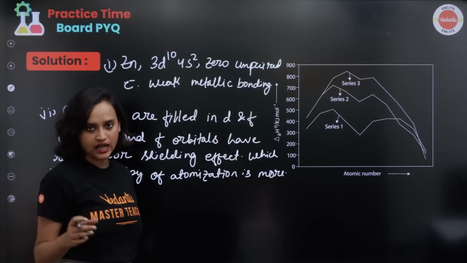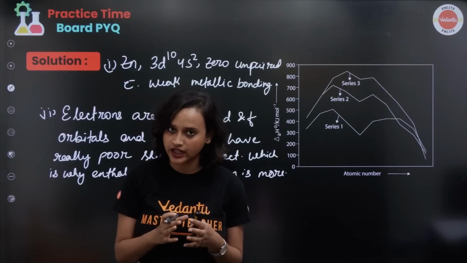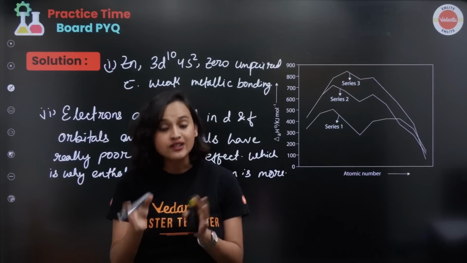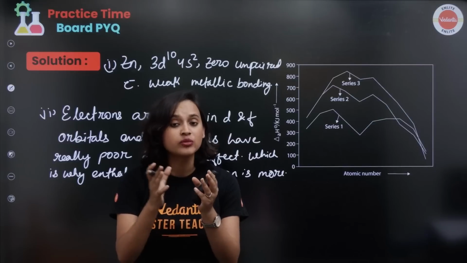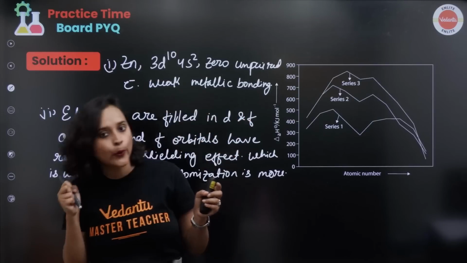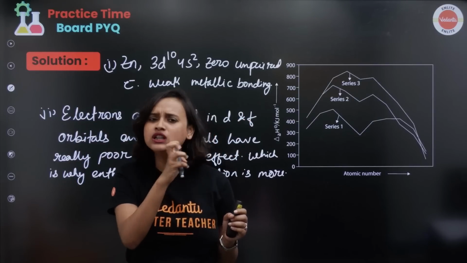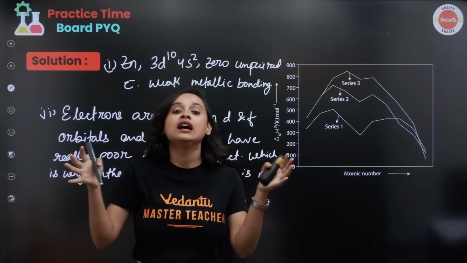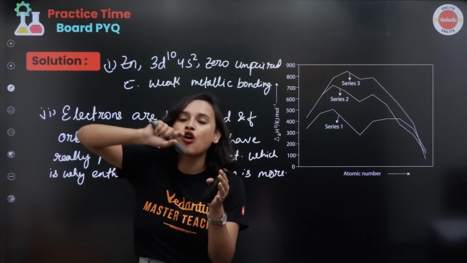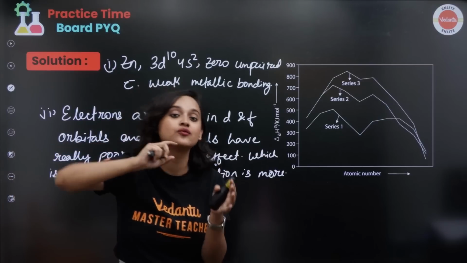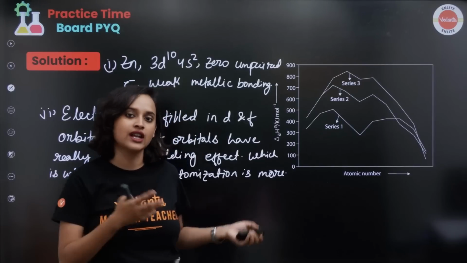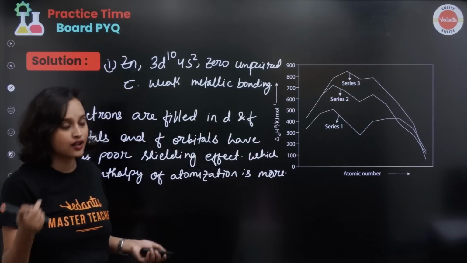So basically you are understanding, right? Both d and f orbitals are getting filled here. There are a lot of unpaired electrons, and the f orbital has very poor shielding. So the effective nuclear charge increases, and the nucleus is going to pull the electrons closer to it. That means the size is reduced now. Because the size is reduced, you are not going to be able to take away the electrons or easily convert it to the gaseous state. That's exactly what is happening and we have written that, okay?